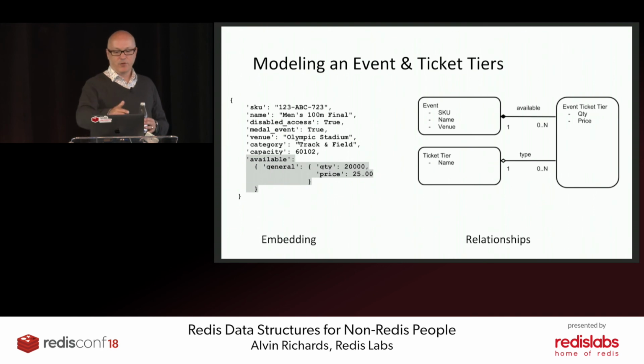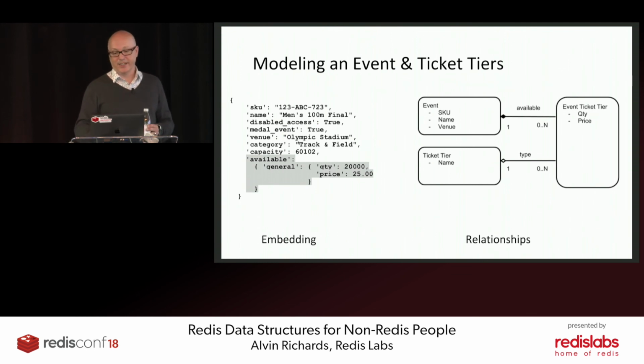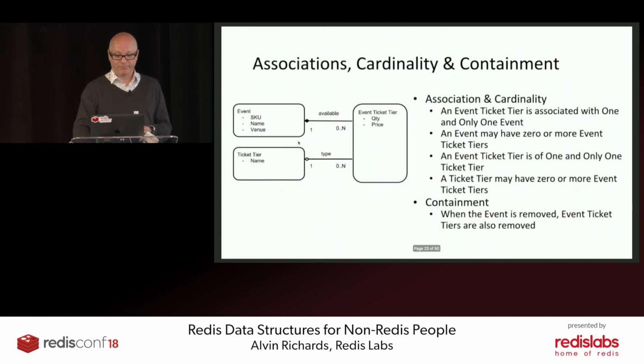And so in JSON, you could represent this data in this hierarchical form of embedding and embedding. If you're more used to tables and foreign keys, on the right-hand side is a class diagram, but you can see how that could easily translate into a normalized relational schema with tables and foreign keys. So how should we model this in Redis?